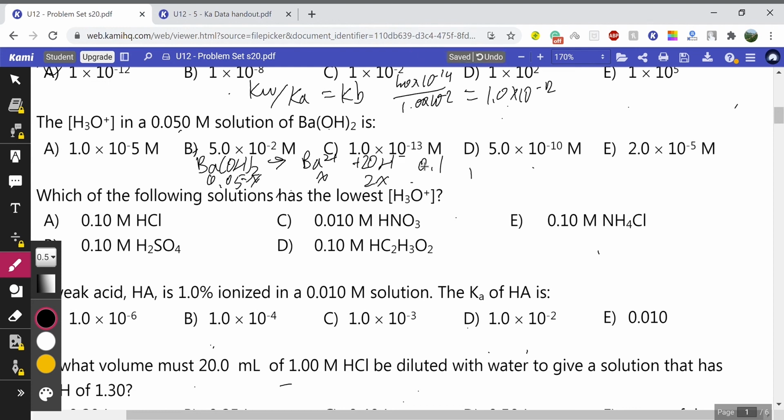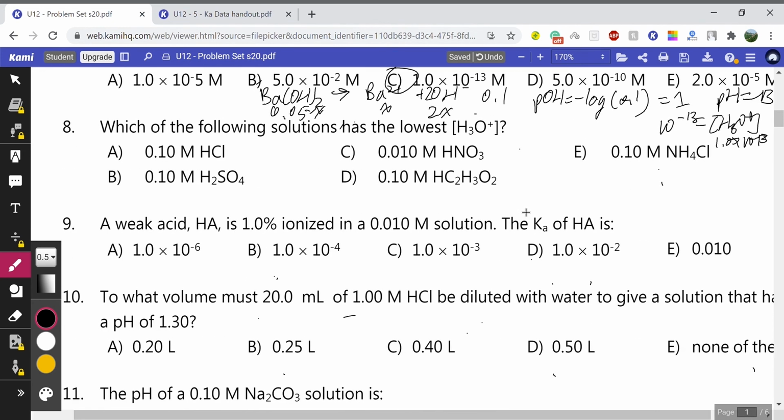We can do pOH is equal to the negative log concentration of 0.1. So negative log 0.1 gives us 1. Now if pOH is 1, pH will be equal to 13. And 10 to the negative 13th power will be the concentration of H3O plus. 10 to the negative 13th power, which is 1.0 times 10 to the negative 13. It's going to be C.